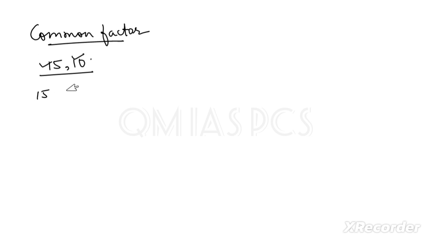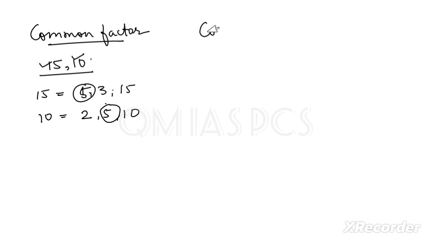The factors of 15 are 1, but right now ignore 1, so it will be 3, 5 and 15. These are the factors of 15. For 10 we can say it is 2, then 5, then 10. Is there anything else? I think no. So what is the common factor? The common factor is 5. There is nothing else. Okay, so we have to understand what the common factors are.